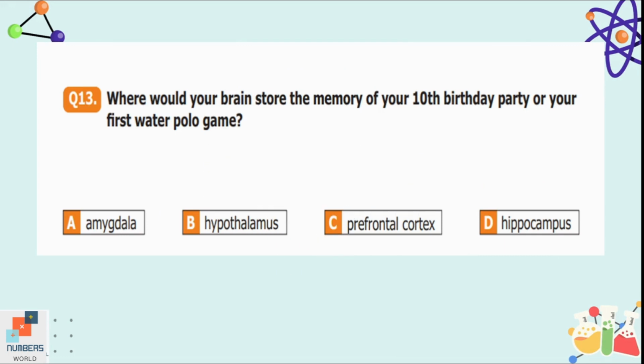Question number 13. Where would your brain store the memory of your 10th birthday party or your first water polo game? So the correct option is hippocampus, which is highlighted in the third paragraph.